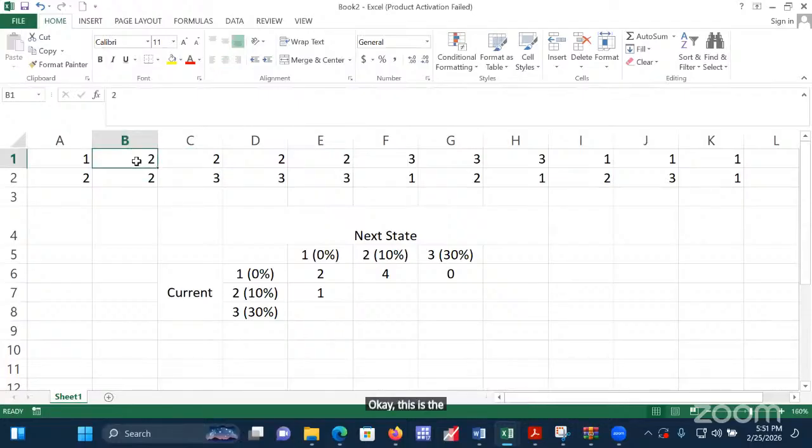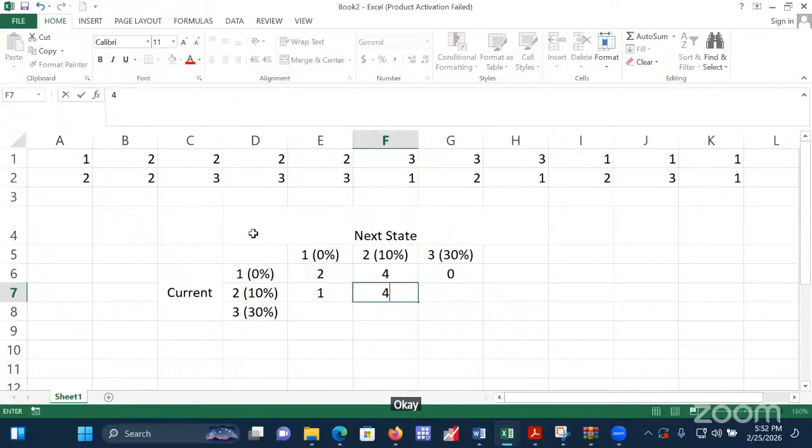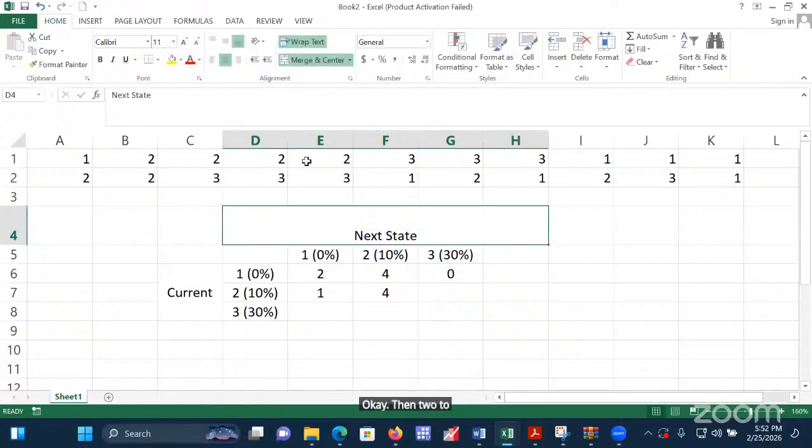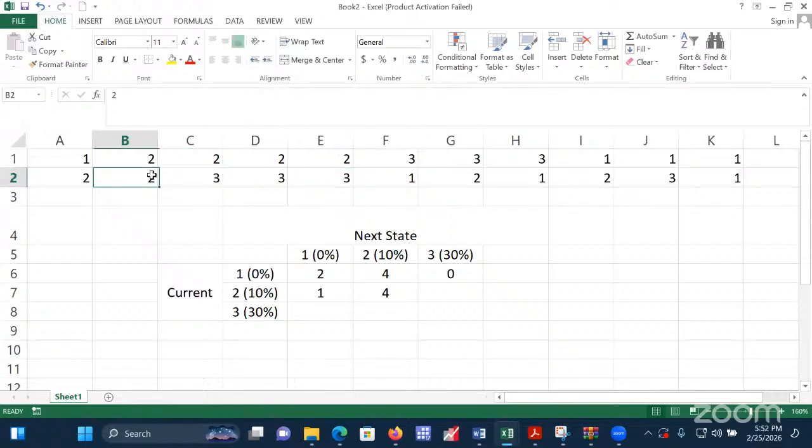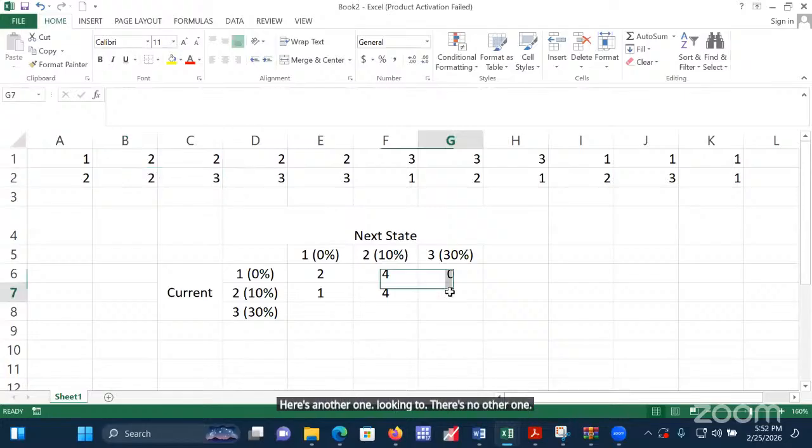You can see it: 1, 2, 3, and 4. Okay. Then 2 to 3. Let's look at it. 2 to 3. This is 1. This is another one, making 2. There's no other one. Twice.